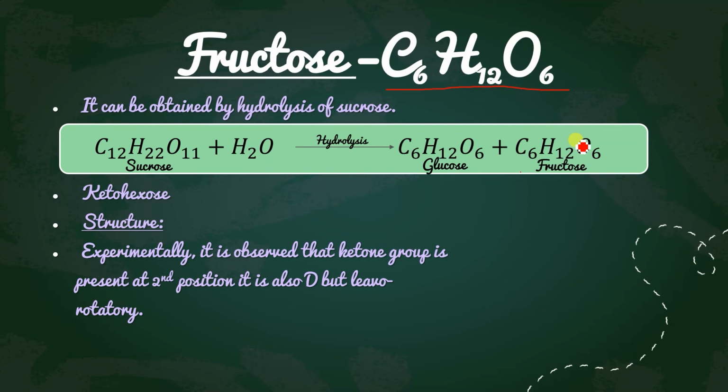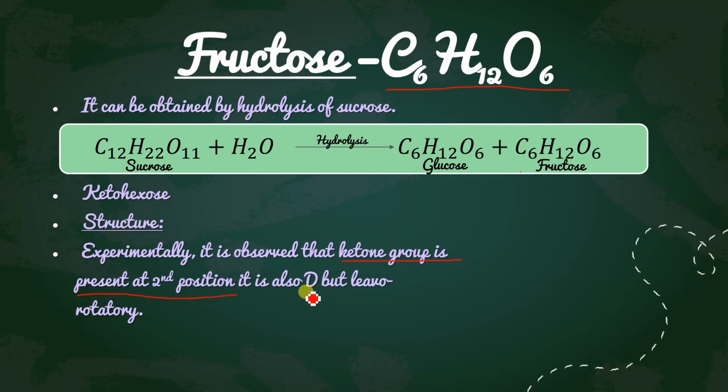What will be the structure? Experimentally, it is observed that the ketone group is present at the second position. Because obviously, the ketone group cannot be present at the first position. We know that because it is a secondary functional group, isn't it? So first, ketone is present at the second position.